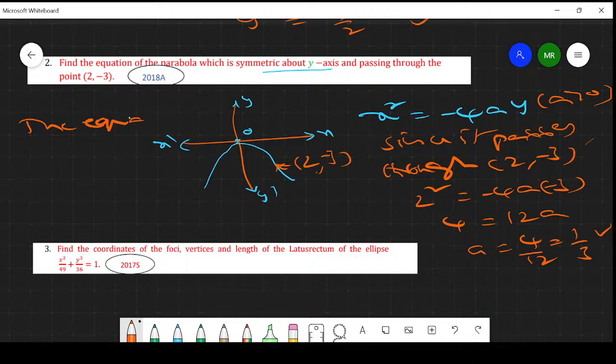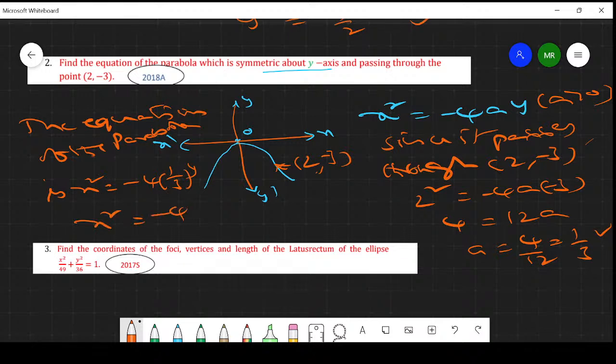The equation of the parabola is x square equal to minus 4 into a, that means 1 by 3, into y. It will be x square equal to minus 4 by 3 into y. That will be our required answer. It is a downward parabola, x square is minus 4 by 3 into y.